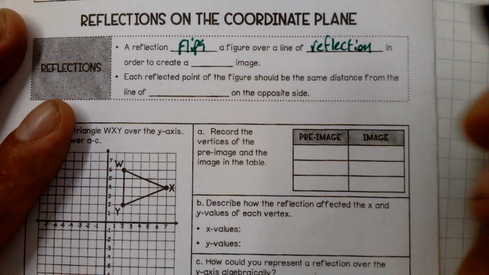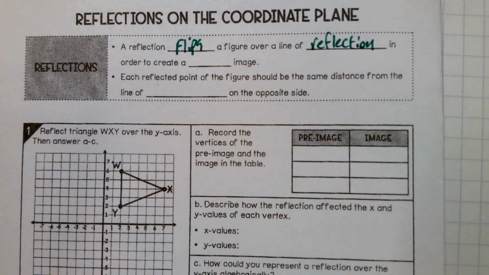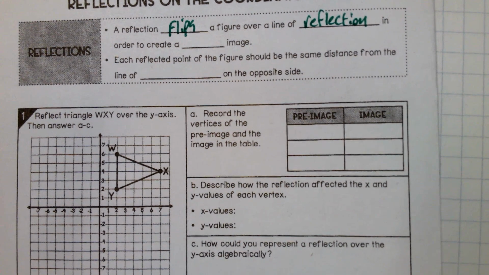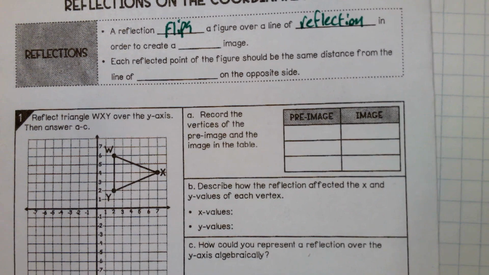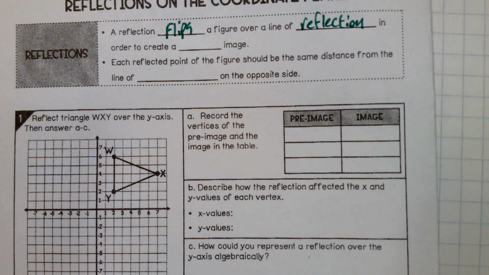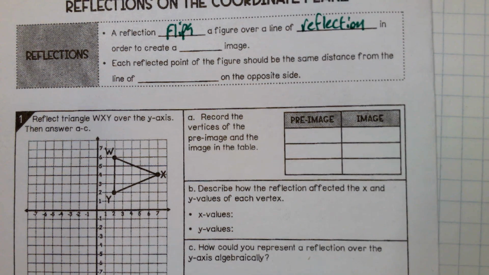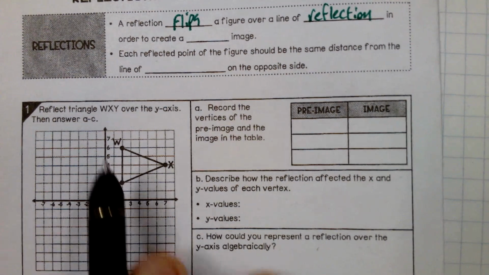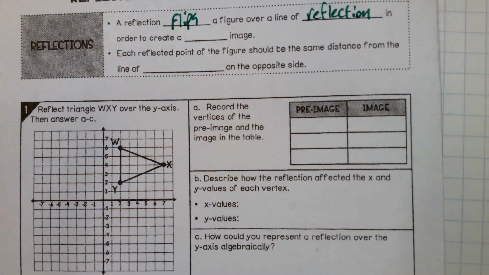So we're always going to have some line. In our case here, it's going to be the x-axis or the y-axis. When you get into geometry and learn some trigonometry and stuff, you can make any line you want your line of reflection. But for us, we're going to use the x-axis and the y-axis as our mirrors.